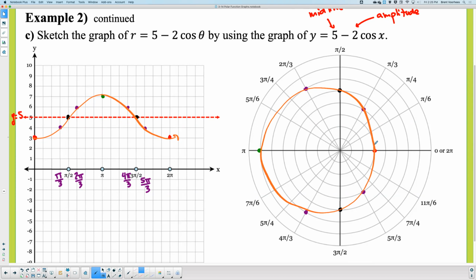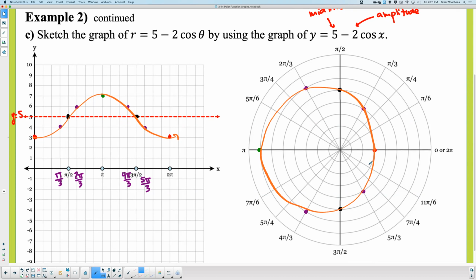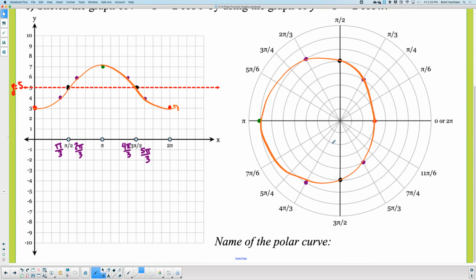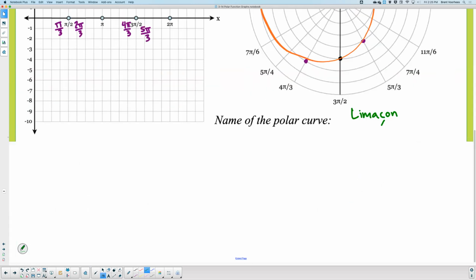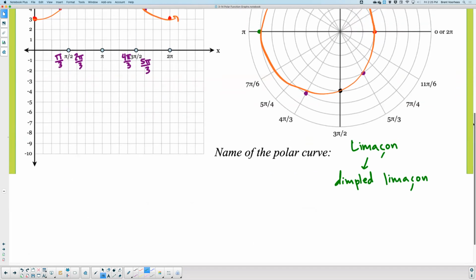They could call it convex, but that's a dimpled limacon. Again, it's the limacon family, which just means the equation's in the form of A plus or minus B sine or cosine. Within the limacon family, it's a dimpled limacon.